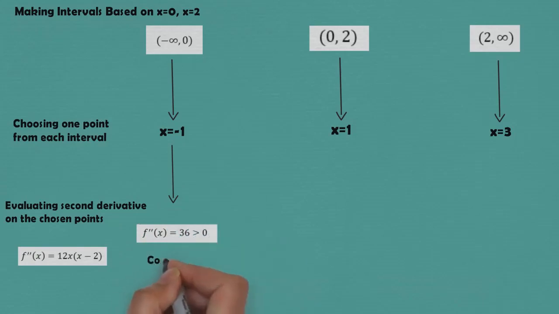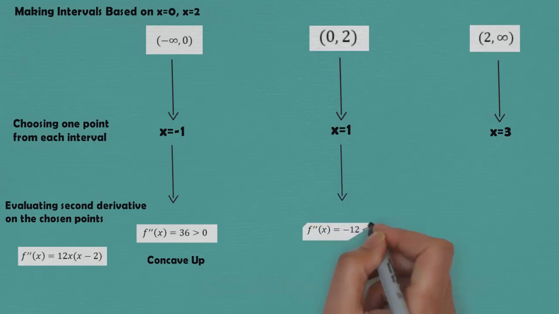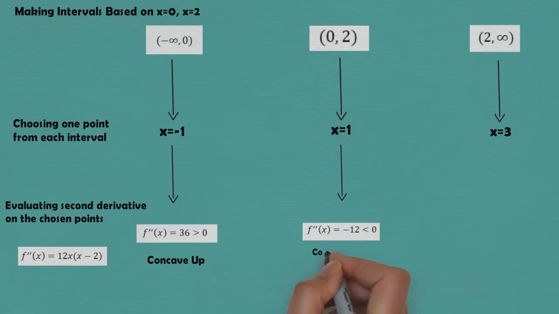So if the second derivative is positive, it means that on that interval the graph is concave up. So on interval from minus infinity to 0, the graph of this function is concave up. Now evaluating the second derivative at x is equal to 1, it comes out to be minus 12, which is less than 0. So if the second derivative is less than 0, it means that on that interval the graph is concave down. So on interval from 0 to 2, the graph is concave down.